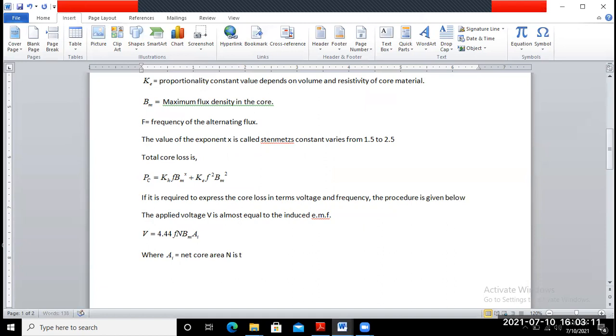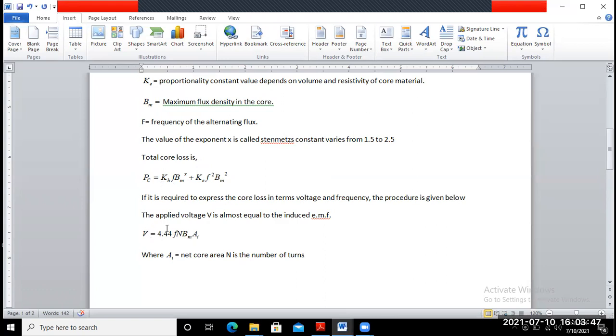N is the number of turns. Substitution of the value of Bm gives the hysteresis loss. If you put the Bm in this equation, Bm equals V by this one. So maybe write down the hysteresis equation in terms of voltage and frequency.